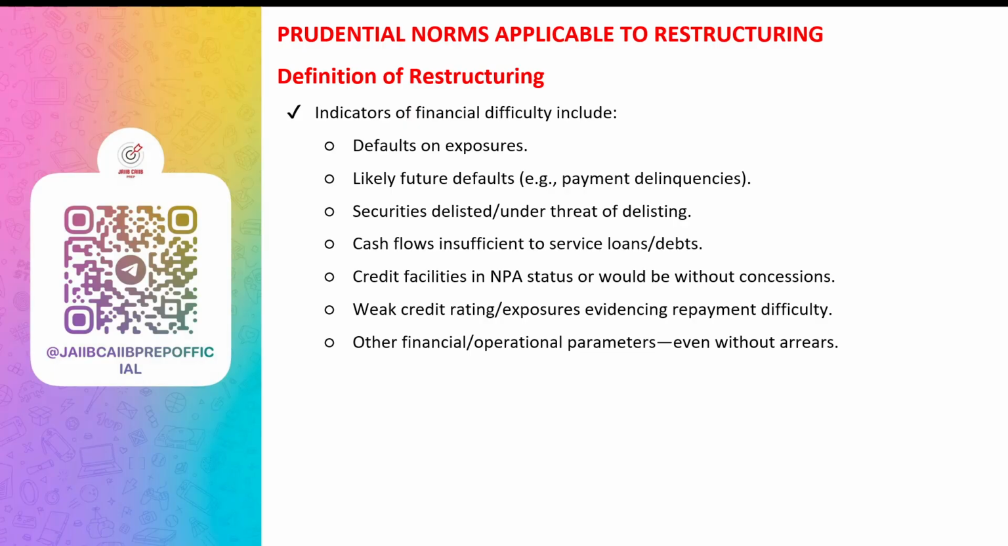If there is a default in repayment, a likely default in future, or delisting of securities. If the borrower's listed shares are being delisted due to financial weakness or regulatory non-compliance, we say the securities are delisted. If there's weak cash flow, the actual or projected earnings are insufficient to service the current loans. If the account is already an NPA or there's a poor credit rating, these are some of the indicators of financial difficulty.